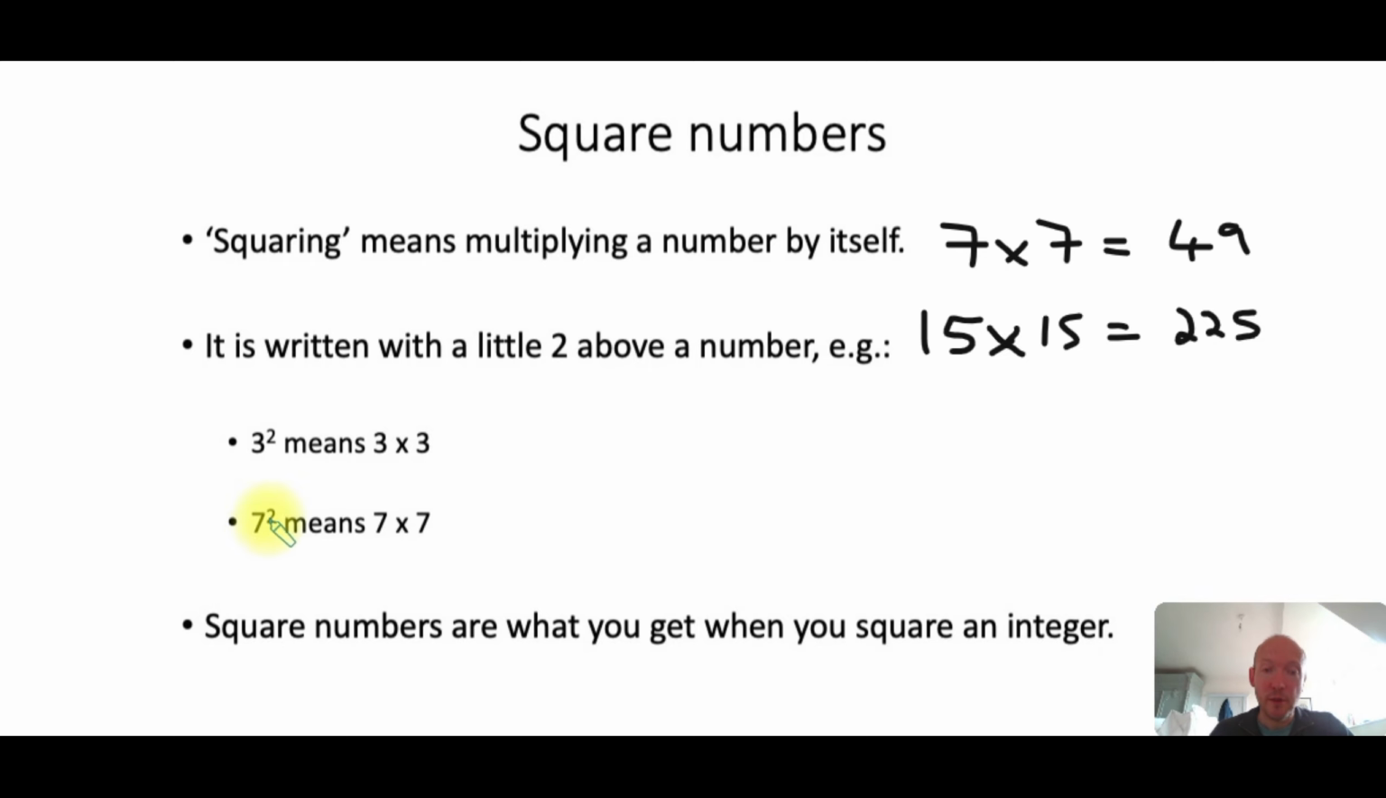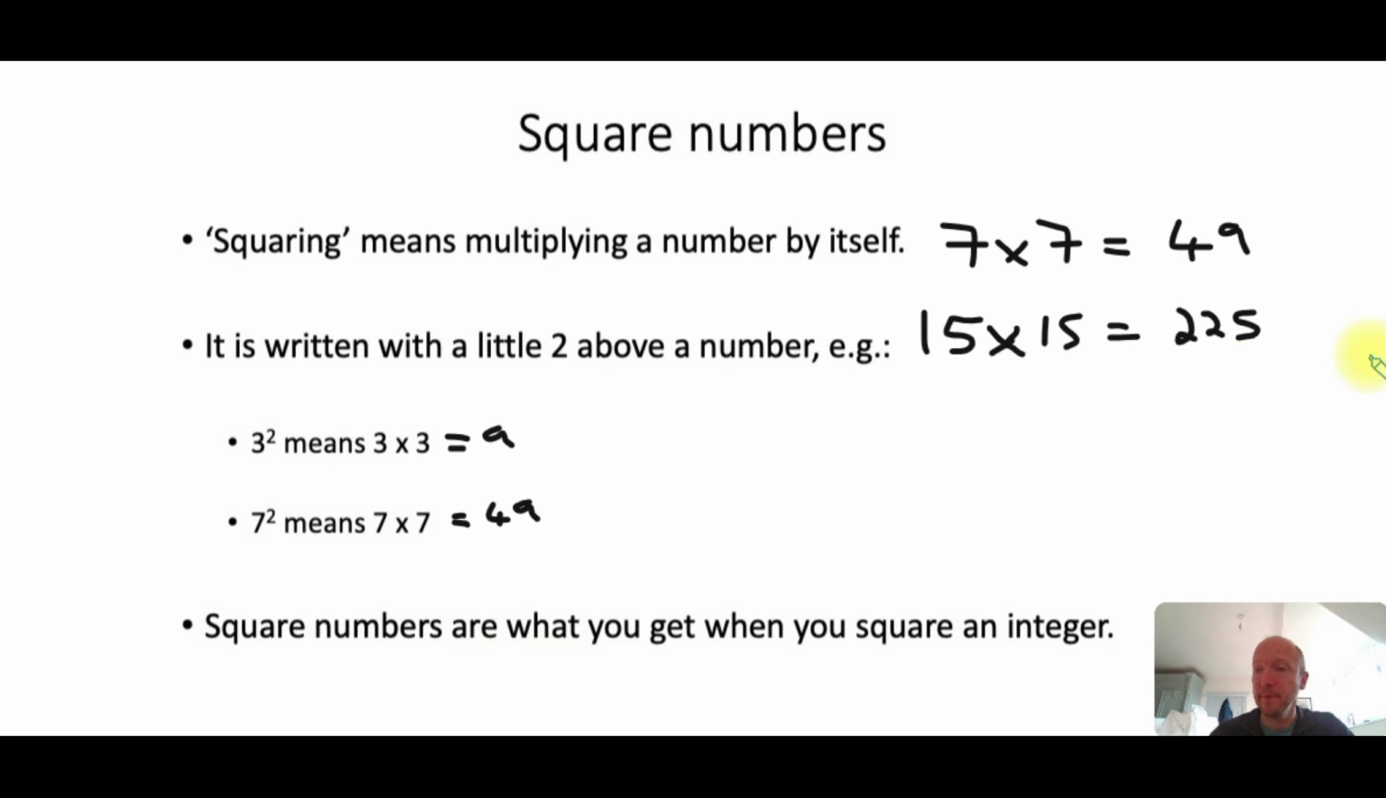So here we've got 7 squared, 7 times 7. And I better put some answers here, hadn't I? So this would be 9, and this would be 49. Now, a square number is what you get when you square an integer, when you square a whole number.